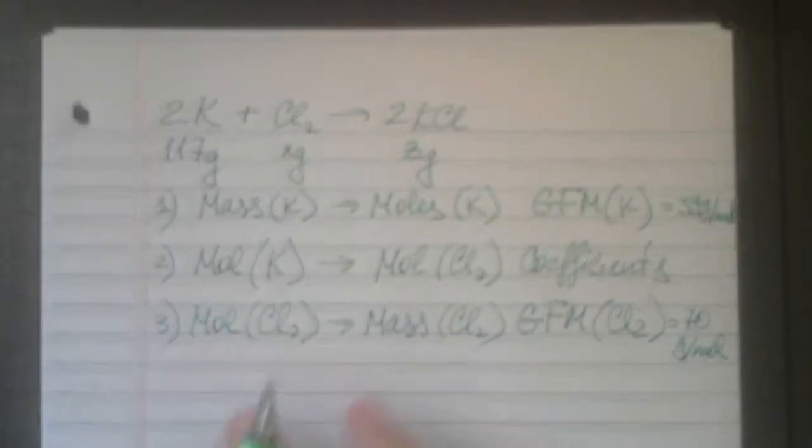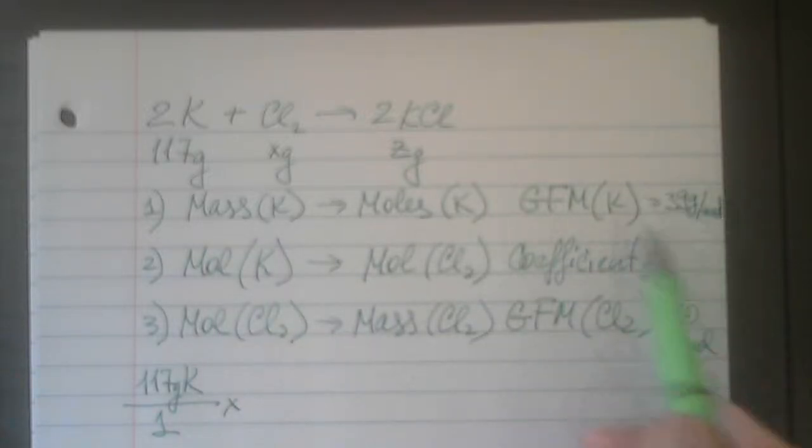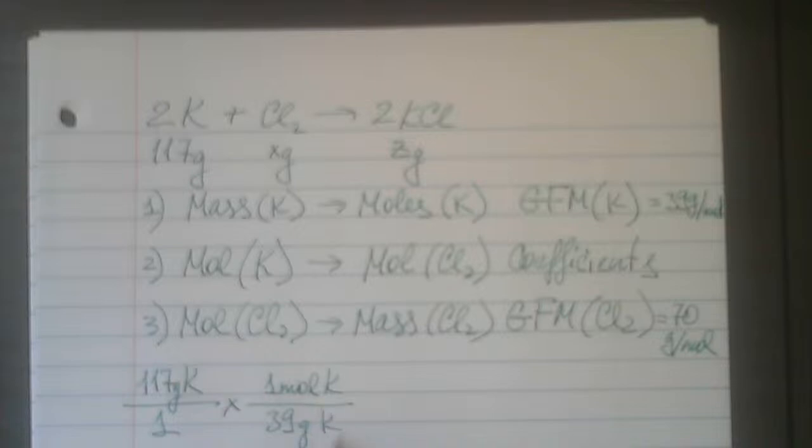So we start with what is given to us. We are given the mass of potassium element, grams, over 1. Step number 1, I will be using the gram formula mass of potassium. I know that 1 mole of potassium weighs 39 grams. I'm placing grams at the bottom intentionally because it will eliminate this unit.